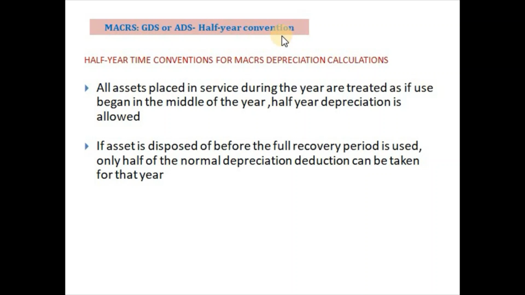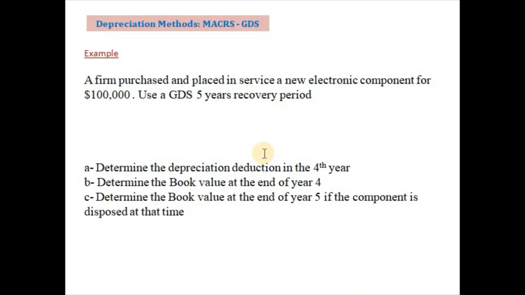So always we'll take it as a rule that if you dispose a certain asset before fully recovering its periods, this means that if you dispose it at period 3 and it has 6 recovery periods, so you didn't use the full recovery periods found in the table, you'll have to multiply the value that you got for this year by half. So this is a very important rule that you'll have to keep in mind. Let's look at this exercise to be able to understand the idea better.